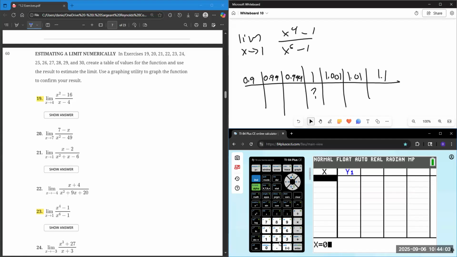We have 0.9 is 0.734, 0.99 is 0.6733, 0.999 is 0.6673. Looks to me like it's closing in on 2/3. Let's verify that from the other side.